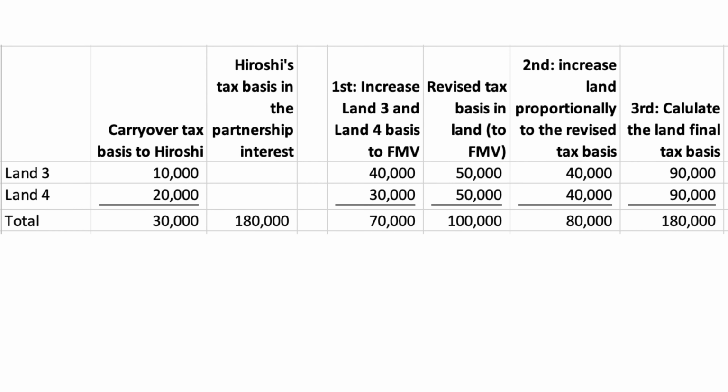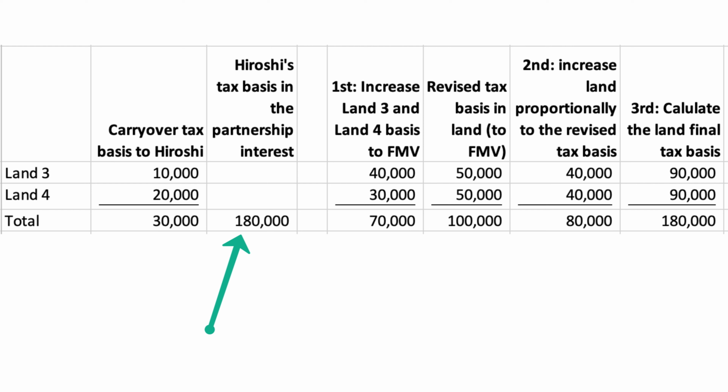What about Hiroshi? Carryover tax basis for Land 3 is $10,000 and carryover tax basis for Land 4 is $20,000. Hiroshi's tax basis in his partnership interest is $180,000. Since this is a liquidating distribution and the distributed asset is not an ordinary income asset, then he can add his remaining partnership tax basis of $150,000 to the distributed land parcels.